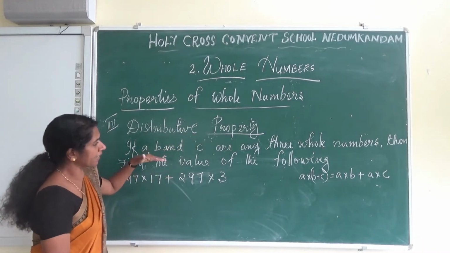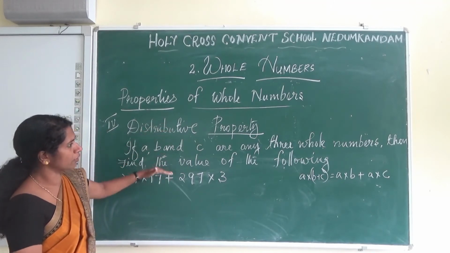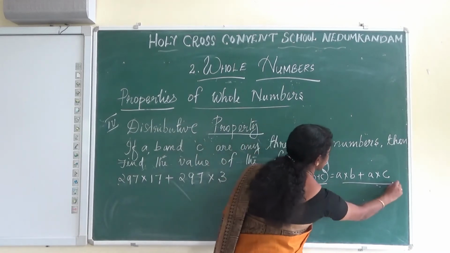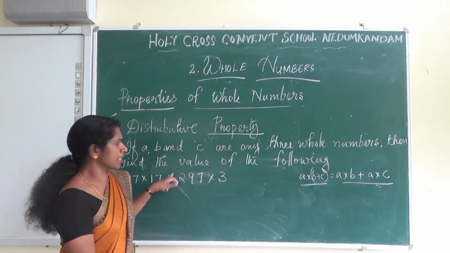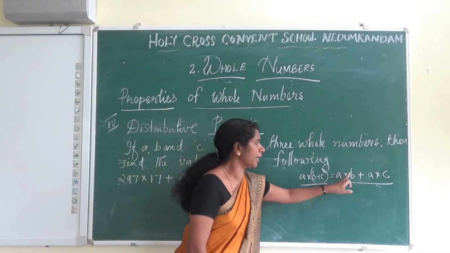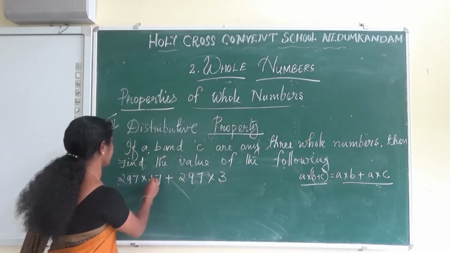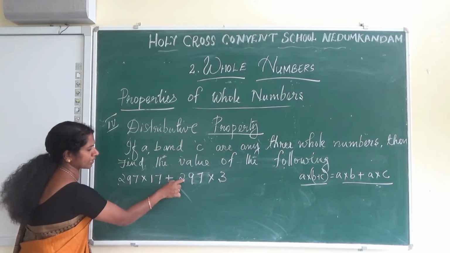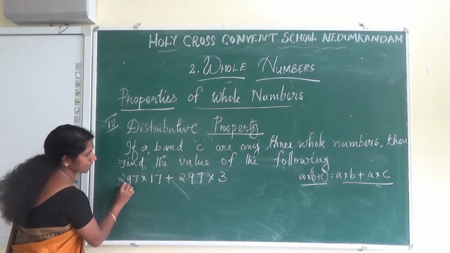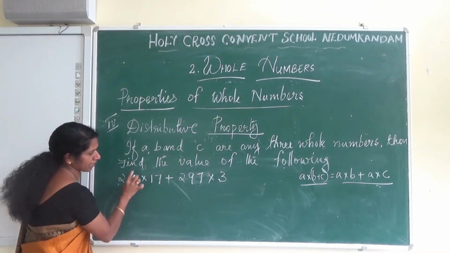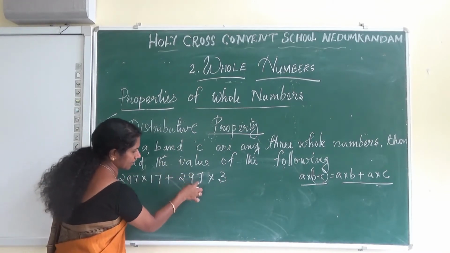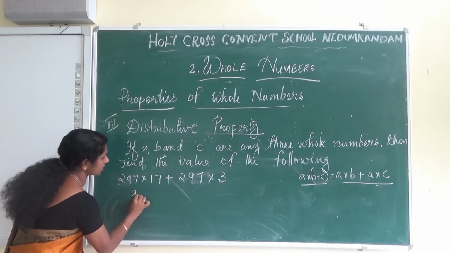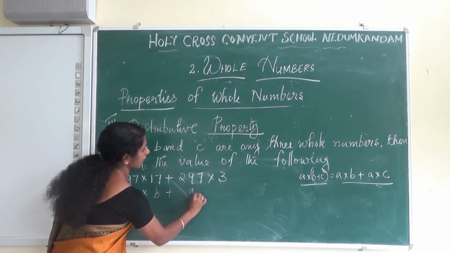When you get a question according to the distributive property, first of all you should think about whether the question is in the form of the left side or the right side. This question is in the form of the right side, that is A into B plus A into C. A means the common number in the question. Here 297 is the common number, and here also 297, after the plus sign. So the question is A into B plus A into C.